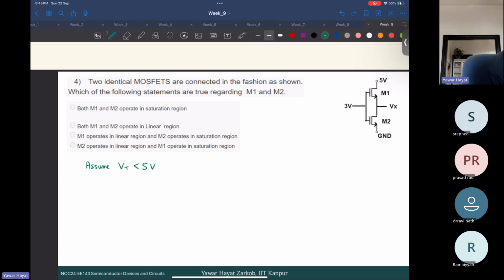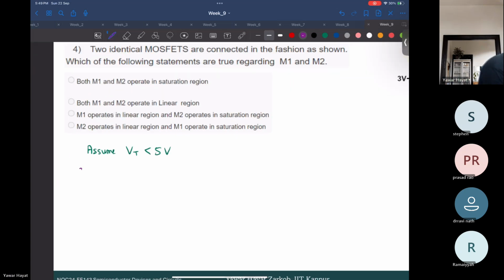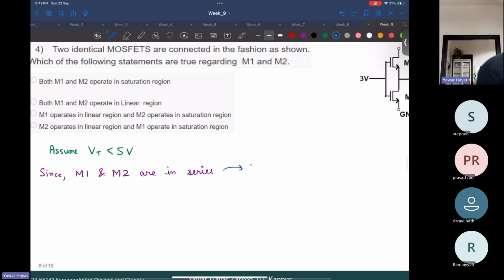Since M1 and M2 are identical, it's already written that they are identical MOSFETs, and they are in series, of course. So the currents should be the same, right? The current flowing through M1 should be equal to the current flowing in M2. So let me write that down. Since your M1 and M2 are in series, your ID1 is equal to your ID2.